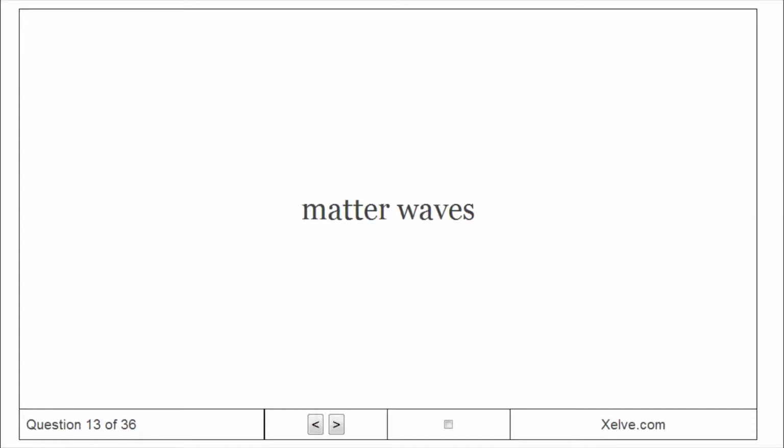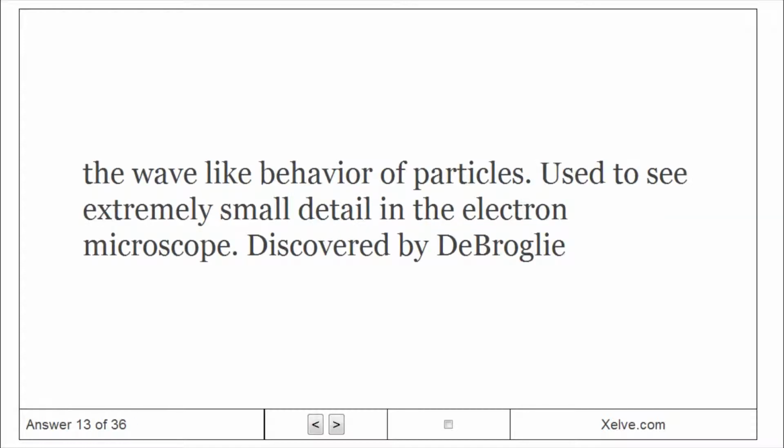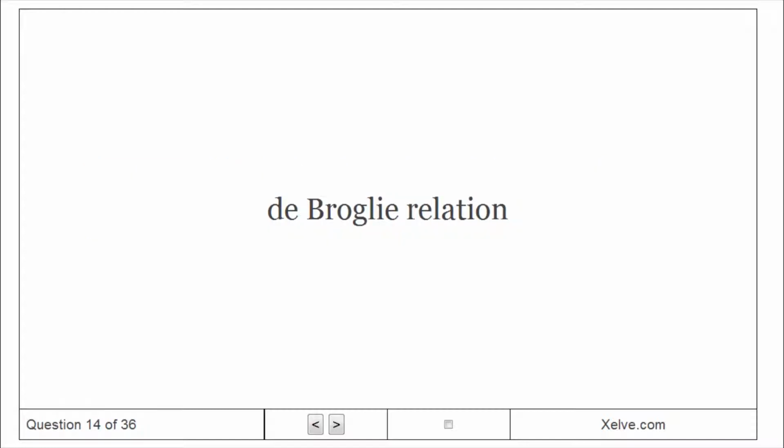Matter waves. The wave-like behavior of particles, used to see extremely small detail in the electron microscope. Discovered by de Broglie. De Broglie relation. Lambda equals h over mv.